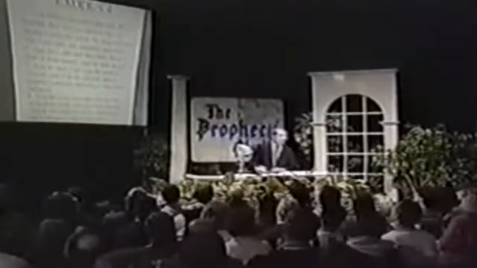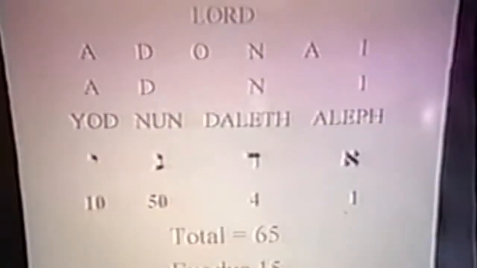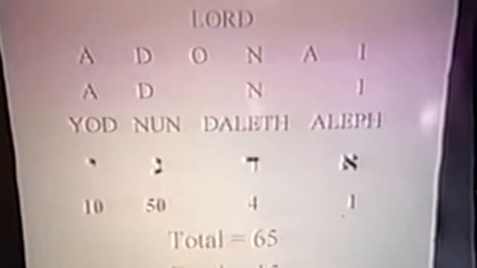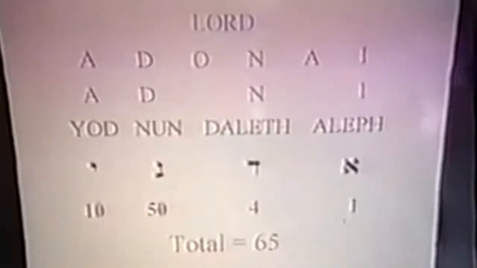Now, remember, in Genesis 31, we were looking for the word God. You might recognize this word if you've been going to church or studying for some time. This Hebrew word is translated to the word Lord. It has a numerical value of 65. I'm simply going to the 65th chapter looking for the English word Lord. The 65th chapter is Exodus 15.